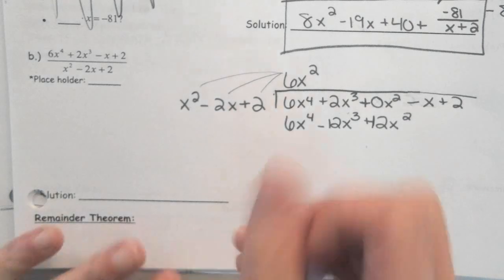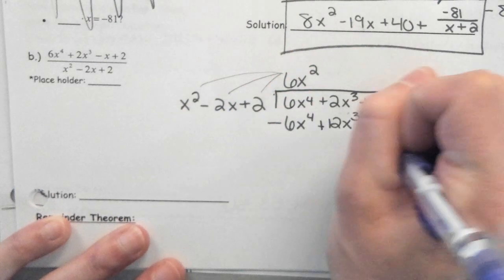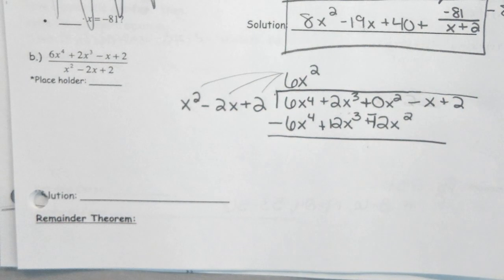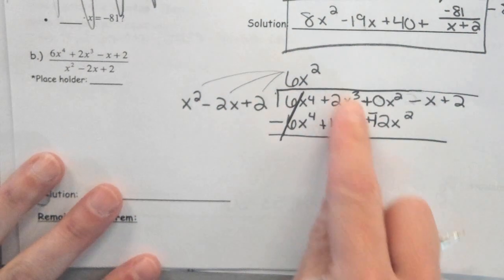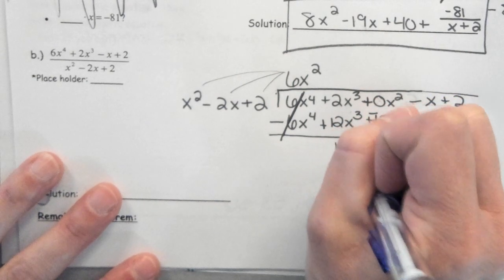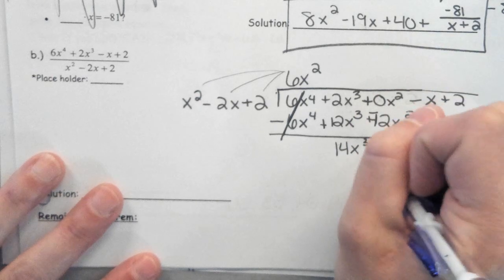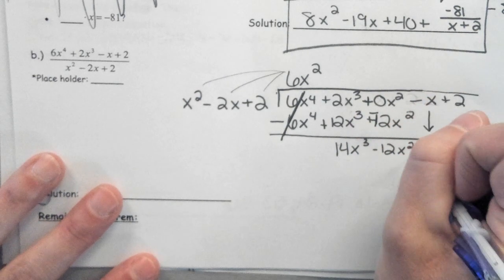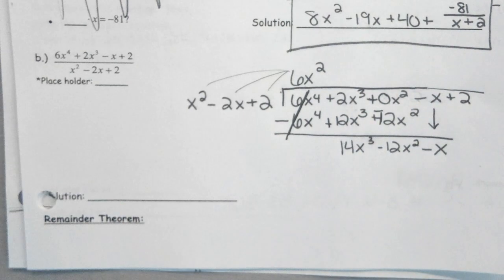All right, change all your signs. Change, change, change. Next, what happens to my 6x to the 4th? They cancel. What do I get here? 14x to the 3rd. 0 minus 12, negative 12x squared. Bring down the next term. It's a minus x. So even though we already had a couple terms, we still drop that next term down.